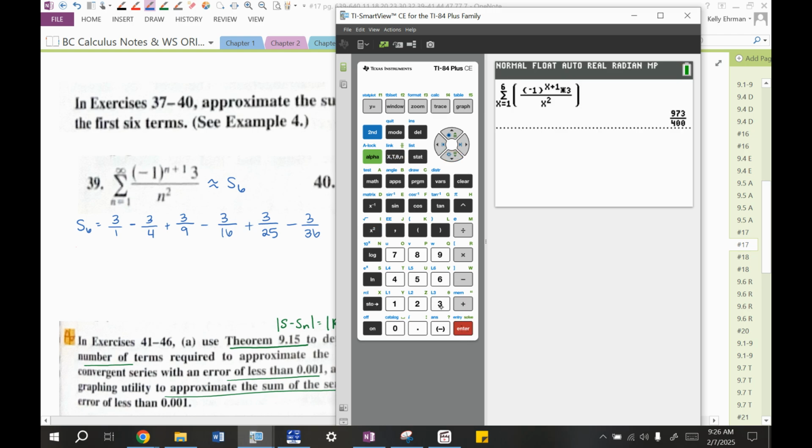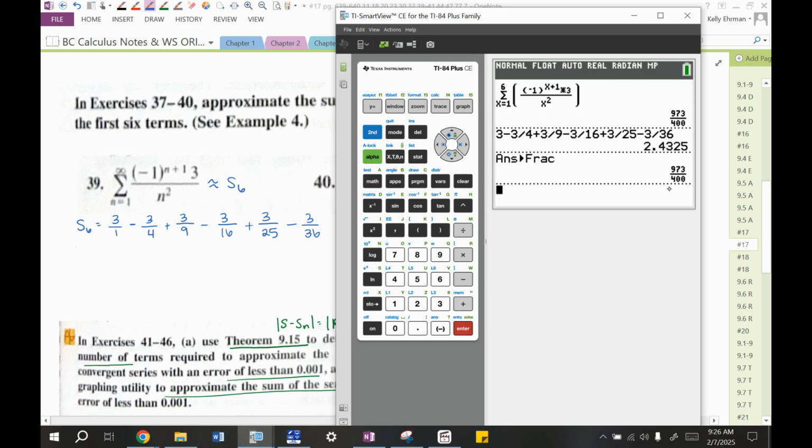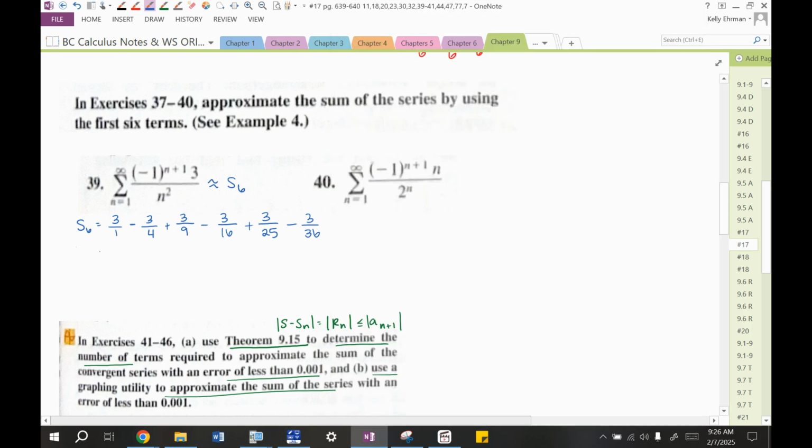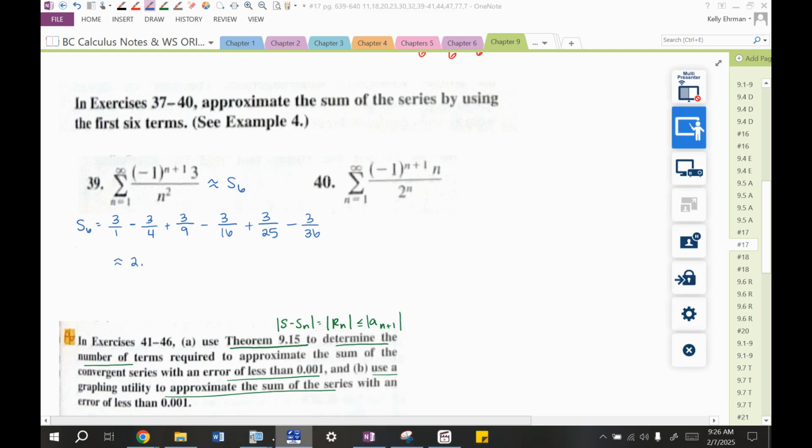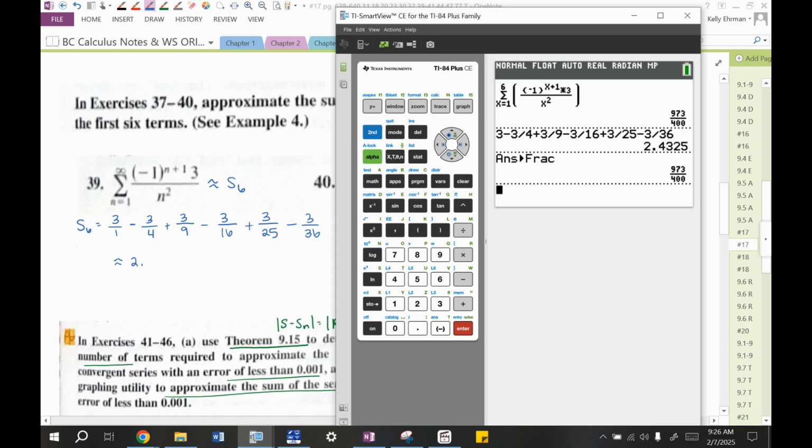And let me just double check. What do I get if I do the math just by typing it out? Now this is going to give me a decimal. But remember, you can always math fraction. Oh yeah, we get the same thing. So this is, I'm going to write 2.4325. So we're saying that this sum of the series is approximately equal to 2.4325.